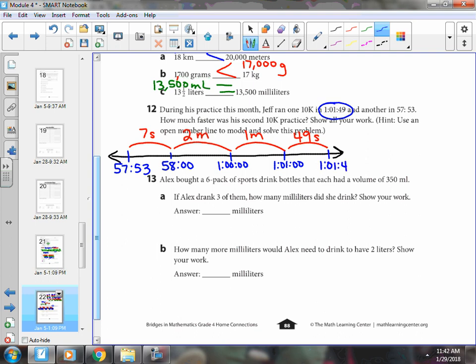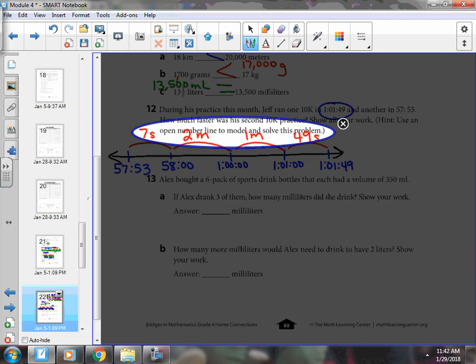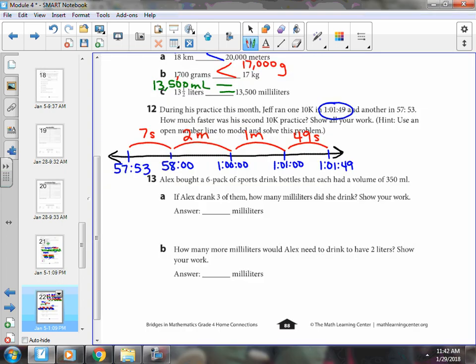Okay, so from jumping from the lower number to the higher number, the answer would be adding all of our jumps together. And if you jumped in a different way, that's totally okay. We should end up with the same answer. So 2 minutes plus 1 minute is 3 minutes. And 49 seconds plus 7 seconds is 56 seconds. So 3 minutes, 56 seconds.